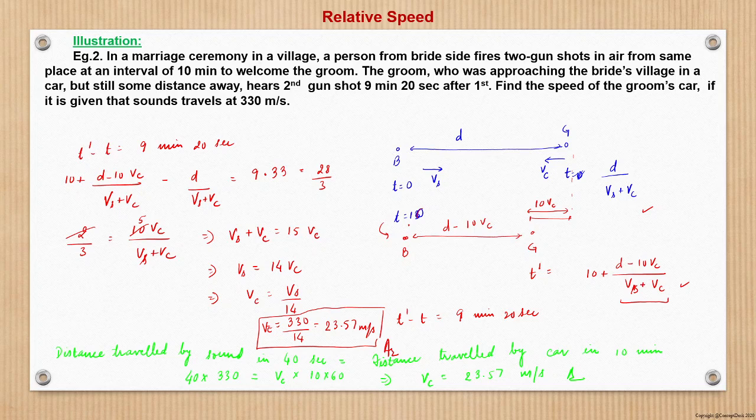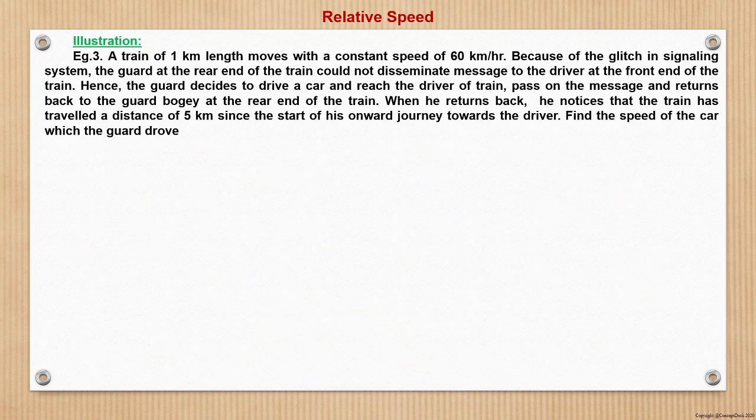However, from that concept we can derive this shortcut: the distance traveled by sound in 40 seconds, that 40 seconds is the difference of the two, right? From 10 minutes it got reduced to 9 minutes 20 seconds. So that reduction is because the distance traveled by sound in 40 seconds is equal to the distance traveled by the car in 10 minutes, right? So that's it for this.